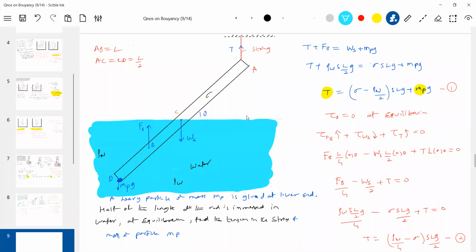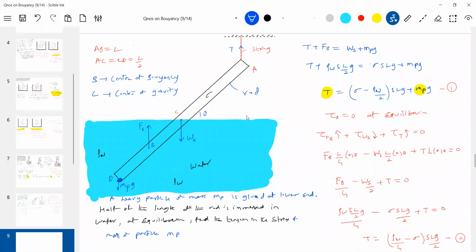Why I am bringing this numerical is to show that the buoyant force will not always act through the center of gravity. So what is B now? We should call it center of buoyancy. What is C? Center of gravity. Okay, fine. So there are some numericals like these in books. You should work out numericals now.